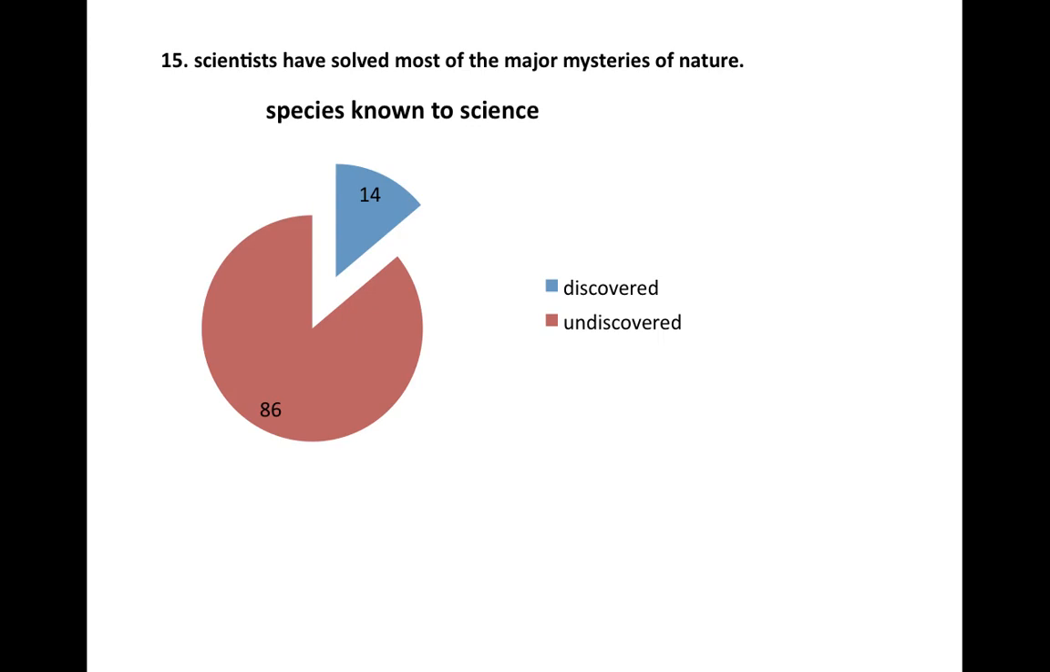And the last statement that we'll have a look at is: scientists have solved the major mysteries of nature. When we have a look at the number of species that biologists have actually discovered, estimates place the percentage of species discovered at 14%. So there are still many plants and animals in rainforests, at the bottom of the oceans and so on, which remain undiscovered. So that's within biology alone.